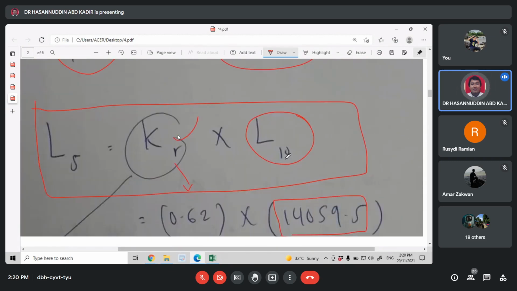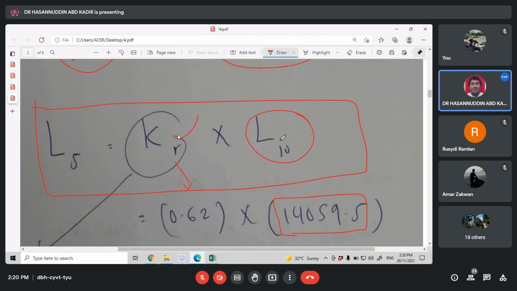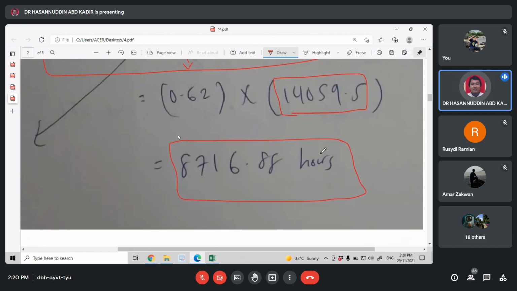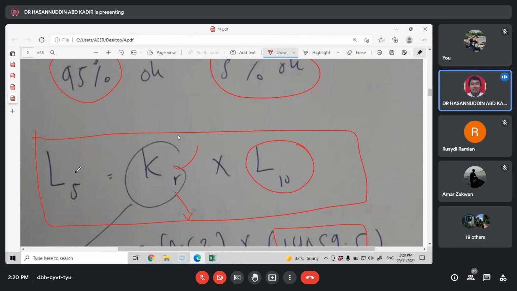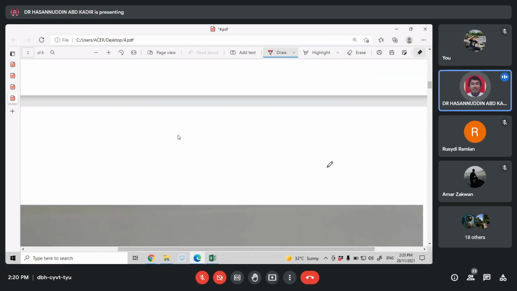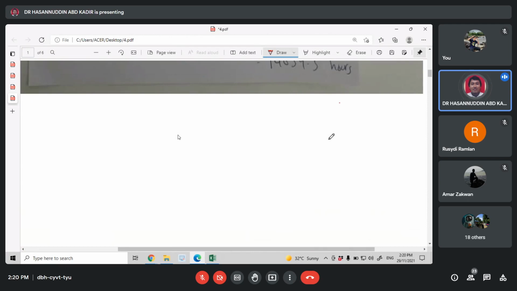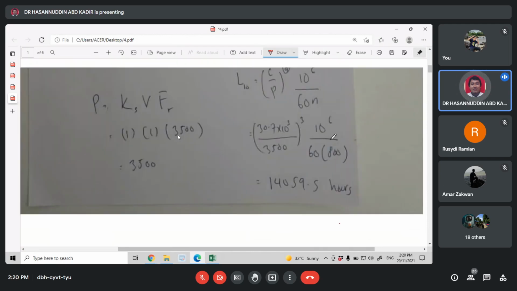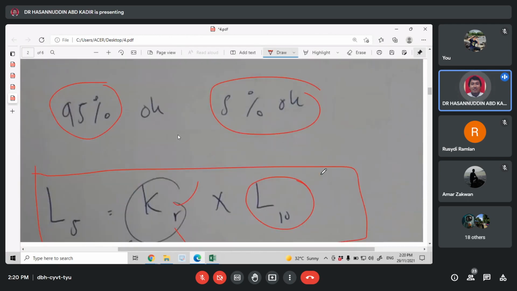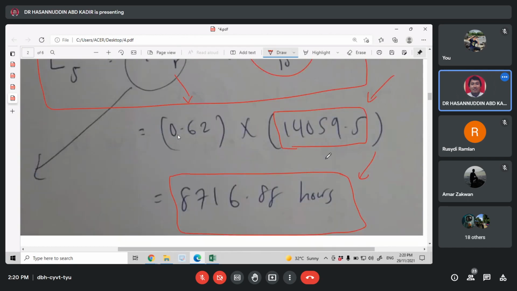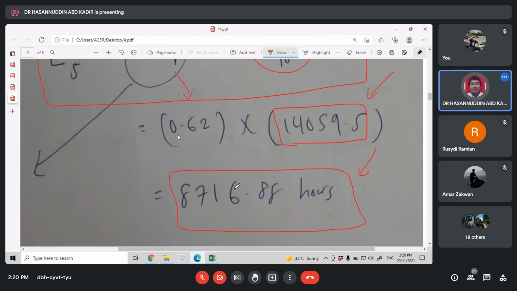95% ni dia set about 5 sebab dia not L10. But this one is still in terms of hours. Got L5 here, you get the value of L10 here in terms of hours, so your value for the L5 is also in terms of hours. So you can see a reduction of hours bila reliability dia meningkat ke 95%. Before this is 90, you get this value, and after the 95 you get the reduction in hours.